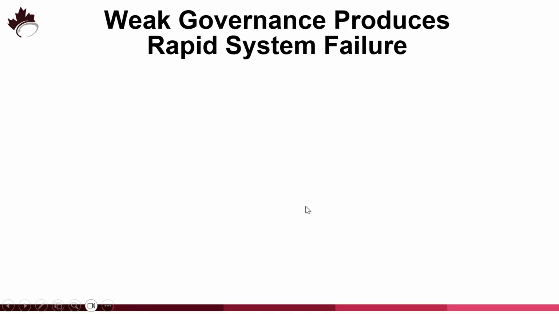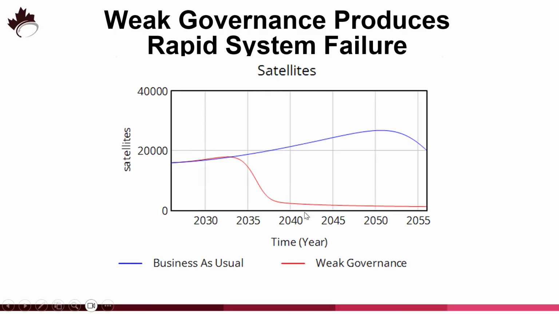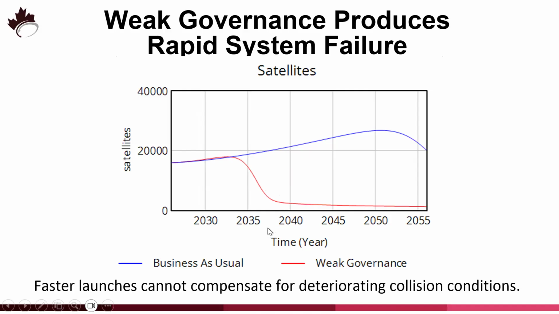And then in the weak governance, we see a rapid system failure. Here the business as usual is in blue and the weak governance is in red. And we see that we can end up with a drastic decline in the number of active satellites because of collisions in space. And so faster launches cannot compensate for deteriorating collision conditions.